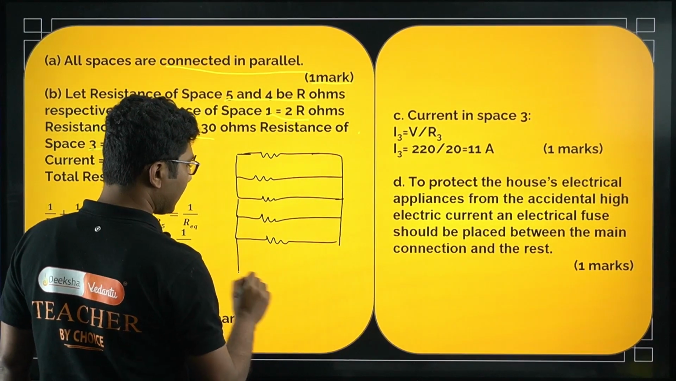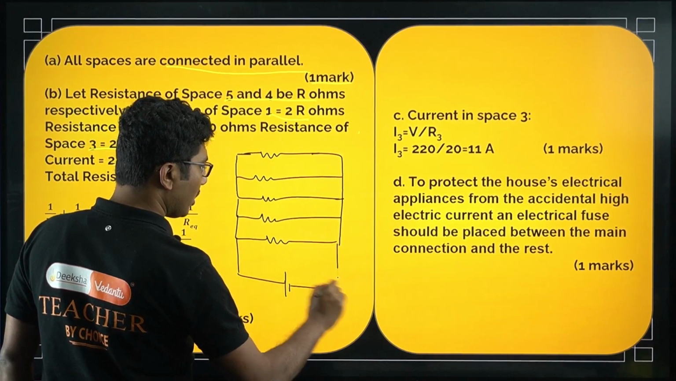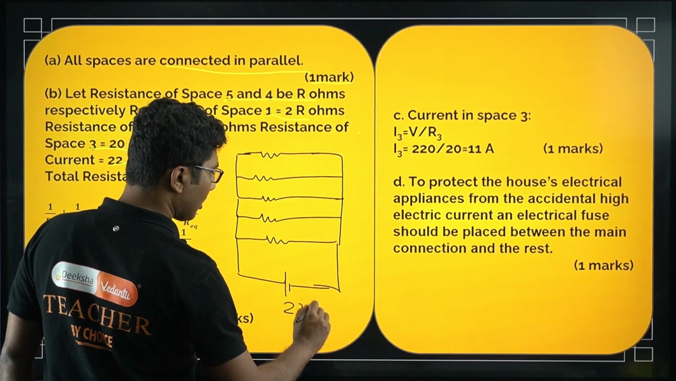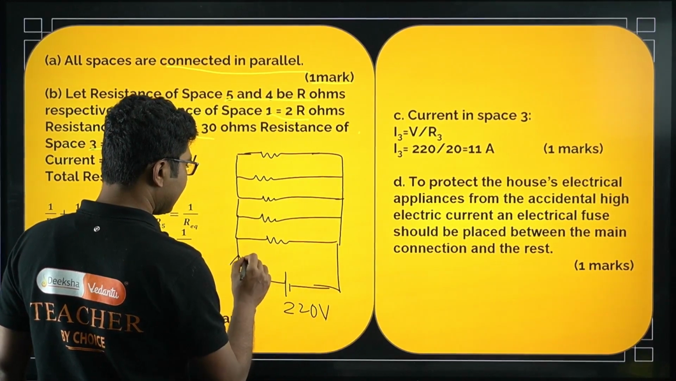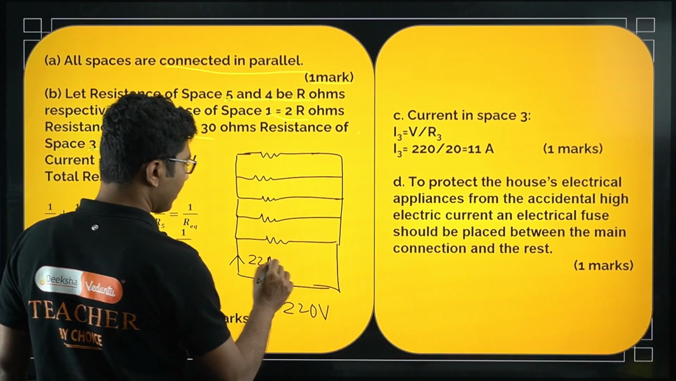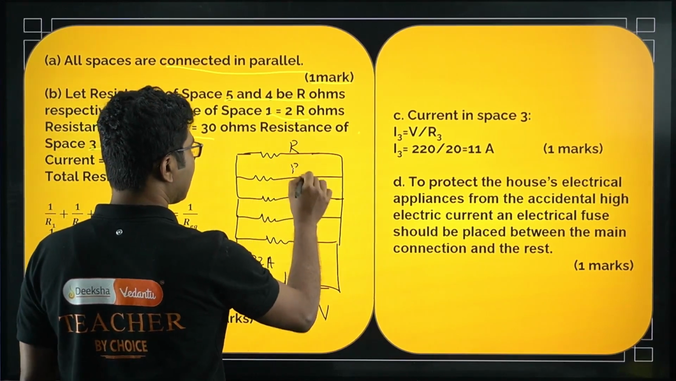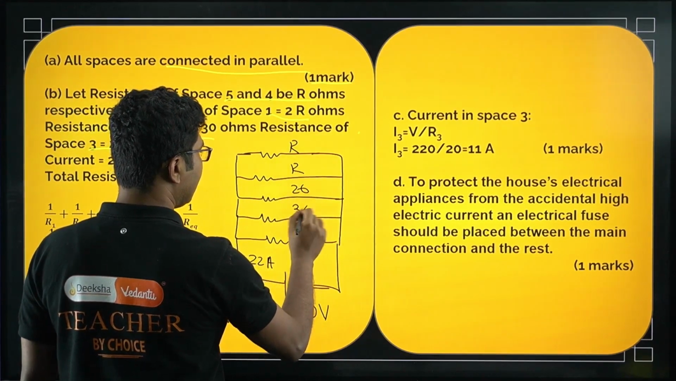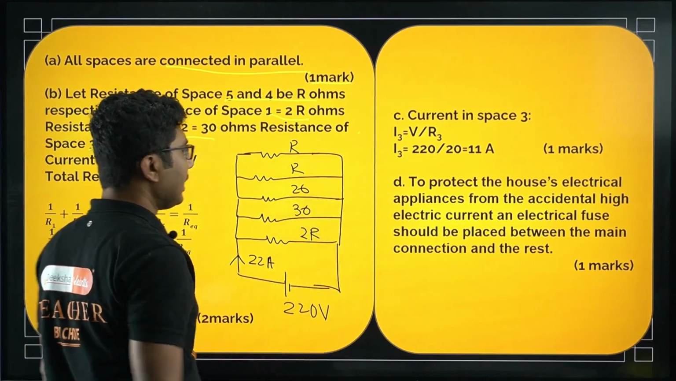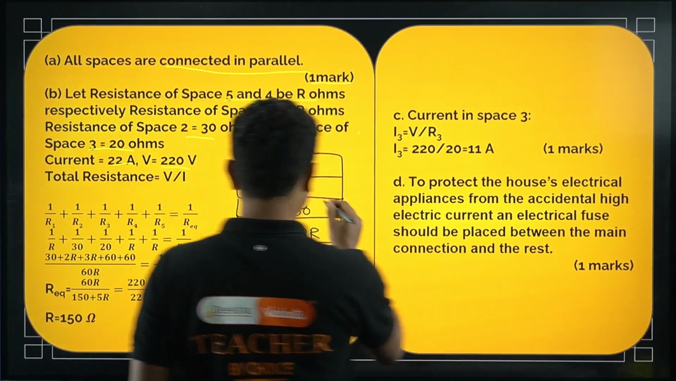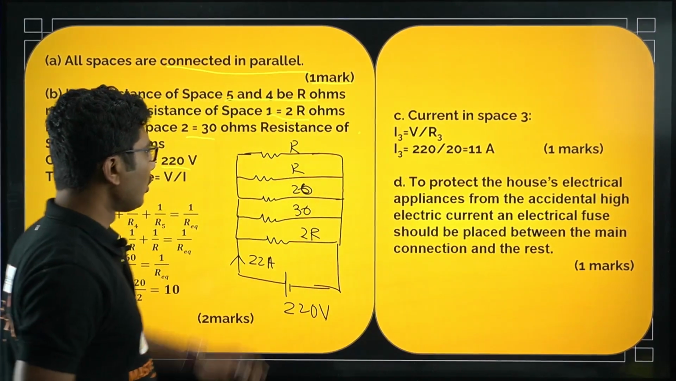Five resistances are connected to a 220 volt supply, and the current in the mains is 22 ampere. So 22 ampere, this is R, 2R, 3R, right? So this is the connection. Now what is the total resistance?